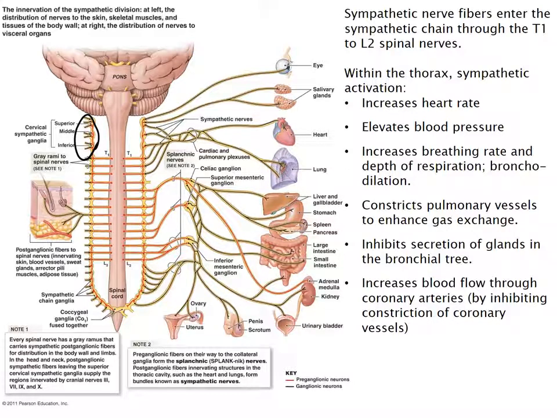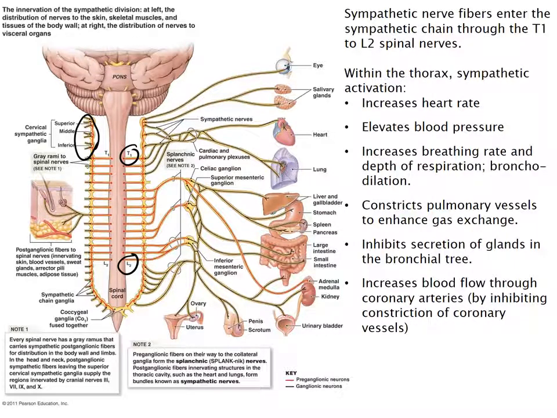What is interesting about this information highway is that there are only 14 on-ramps. We'll call these on-ramps white rami communicans. That is, the only way for presynaptic sympathetic fibers to get onto the sympathetic chain is through the white rami communicans that communicate with spinal nerves T1 through L2.